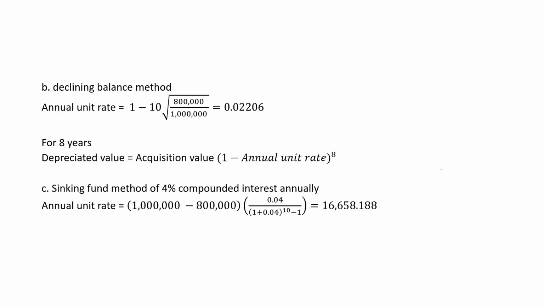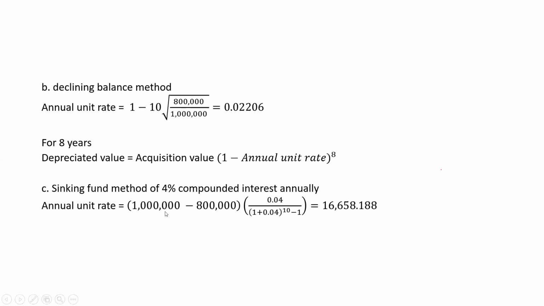So the third one we'll be looking at is sinking fund. Like I said initially, for sinking fund, you'll be given rates. So we're given 4% compounding interest annually. So using the formula, the annual unit rate of sinking fund is acquisition value minus scrap value or salvage value into bracket i over 1 plus i all raised to n minus 1, where i is the rate. So what you just need to do is to substitute the respective values.